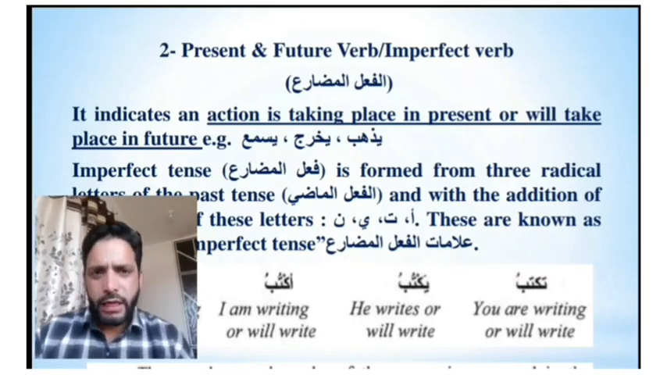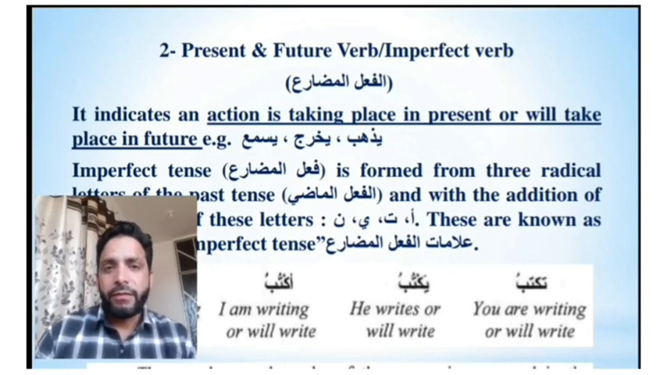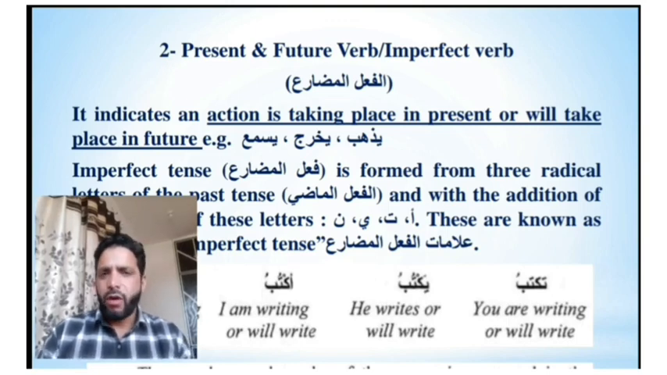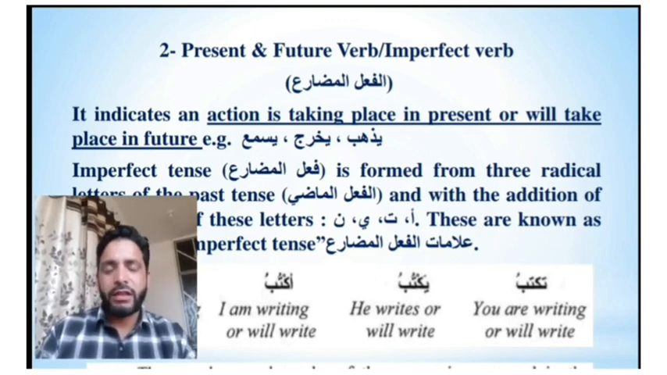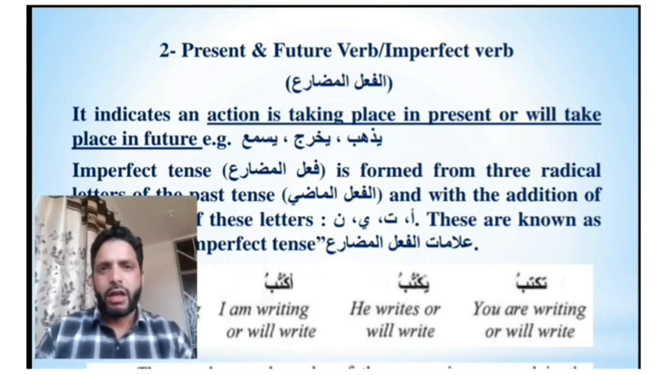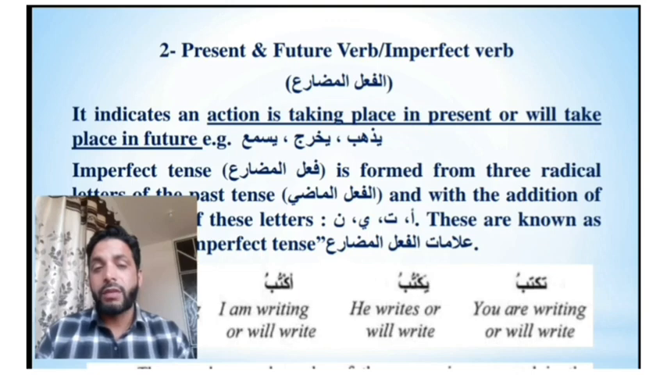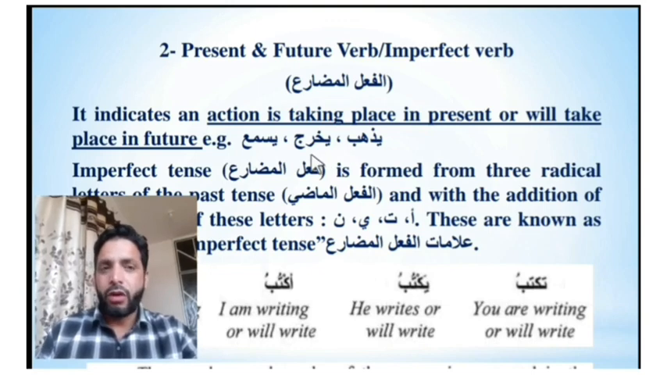Now we have to learn and study al-fi'l al-mudari. In English we call it the present and future verb, or you can say imperfect verb. We have already given you the definition: fi'l al-mudari is a verb which denotes an action either in the present or in the future. It indicates that an action is taking place in the present or will take place in the future. For example, yazhabu, he is going or he will go. Yakhruju, he is departing or he will depart. Yasma'u, he is listening or he will listen. Yaktubu, he is writing or he will write.